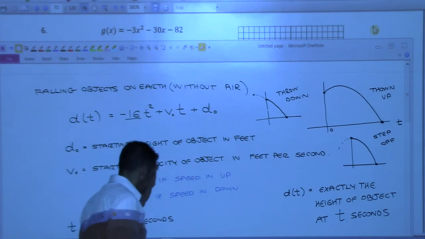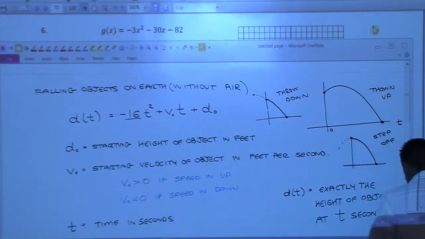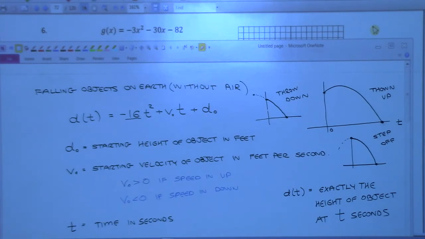Okay. All right, that's everything we need. Why don't we take a break and we'll come back and we'll do an example. Sound good? 12:15, we'll come back at 12:25.